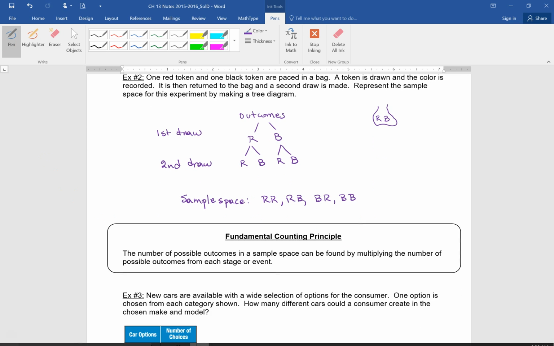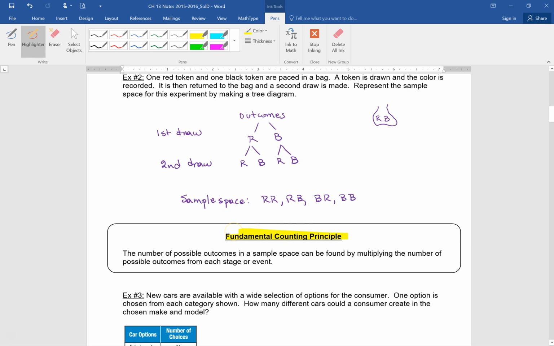So what does the fundamental counting principle say? It says that if you want to find the number of possible outcomes in a sample space, so here's the sample space. How many outcomes are there? Okay, so there are four outcomes in the sample space, right? Now, suppose you wanted to find that number without going through this tree diagram. Then what you would do is this. You multiply the number of possible outcomes from each stage or event. So in the first stage, I've got two in this bag, and I could either pick a red or a black, so I've got two choices in the first stage.